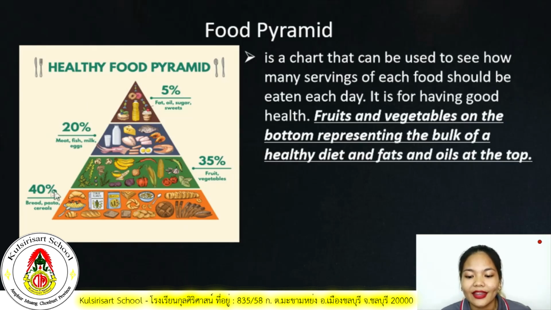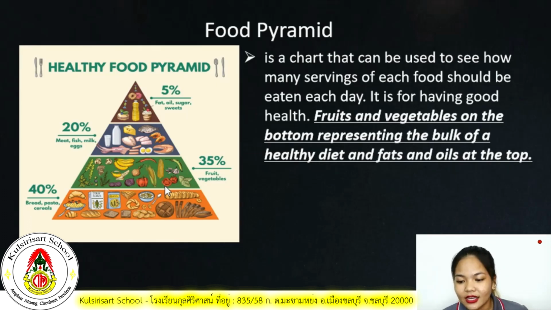If you look at the picture over here, you can see that the shape is a triangle or a pyramid. It also says here that fruits and vegetables are at the bottom, representing the bulk of a healthy diet. When we say bulk, it means plenty. Now, in order for you to have a healthy diet, you should consume foods that are rich in carbohydrates, such as rice, potatoes, breads, or noodles.